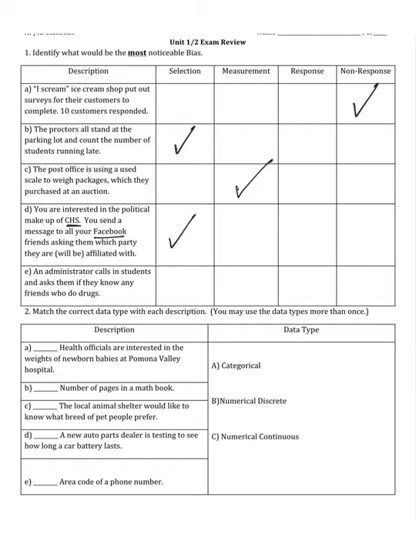And an administrator calls in students and asks them if they know any friends who do drugs. This is definitely going to be a response bias because depending on who asked the question, sometimes we get different answers.